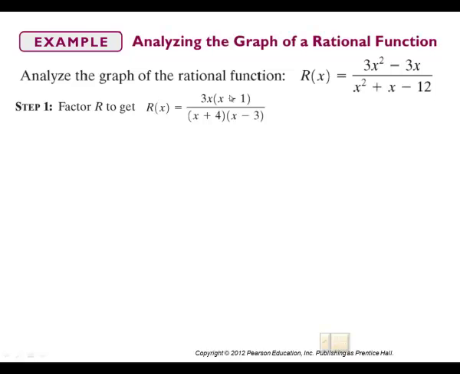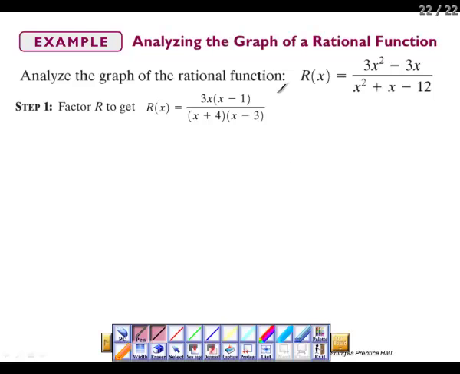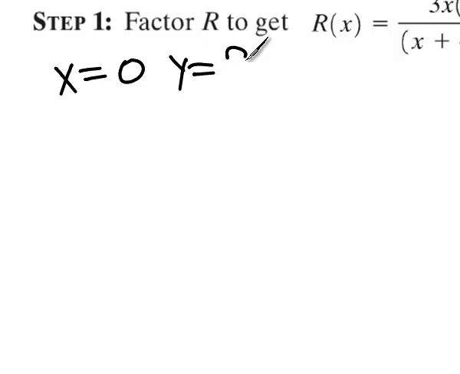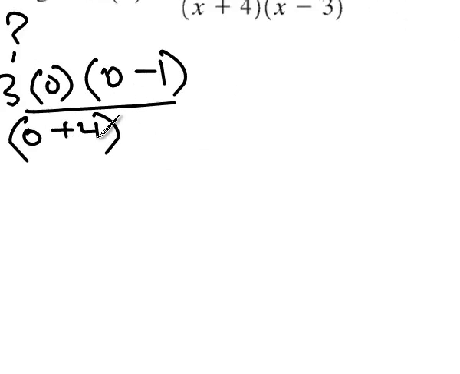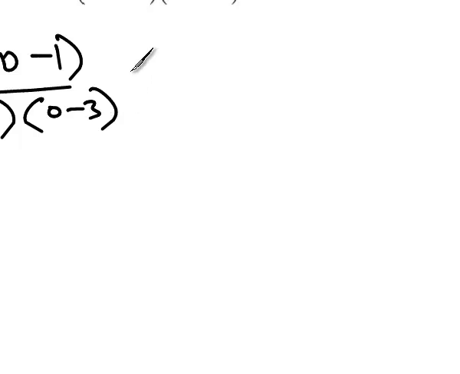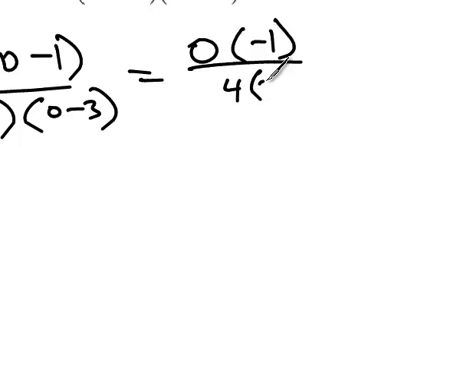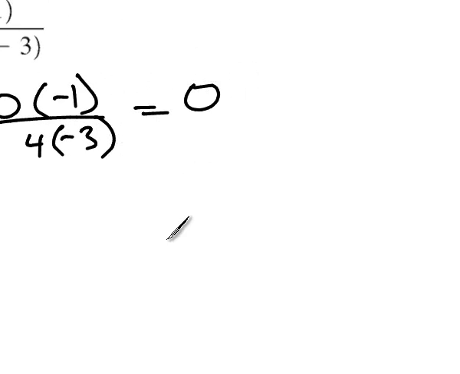To find the intercepts, we're going to set x equals 0, solve for y. Okay, so this will be r at 0, and we put 3 times 0 in here. 0 minus 1 over 0 plus 4, 0 minus 3, and we get 0 over -1, right? Over 4 times -3. Well, that's just 0. So our y-intercept is 0, 0.